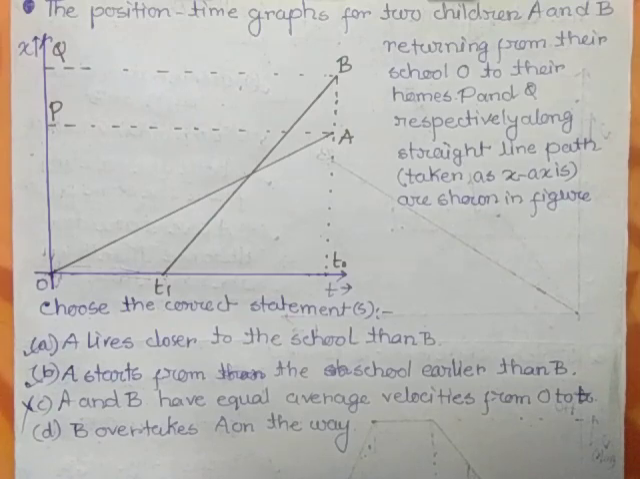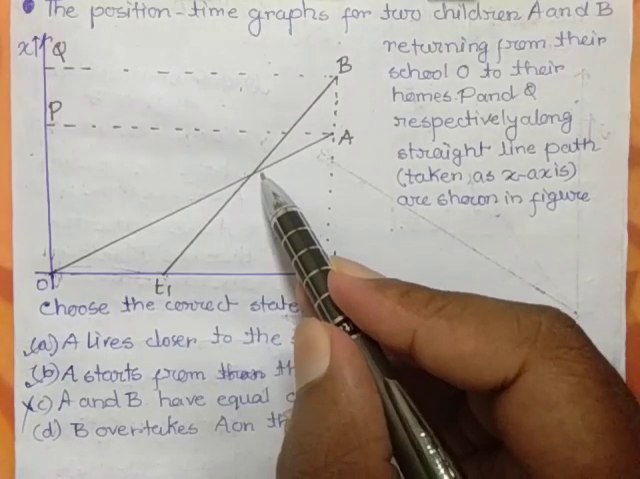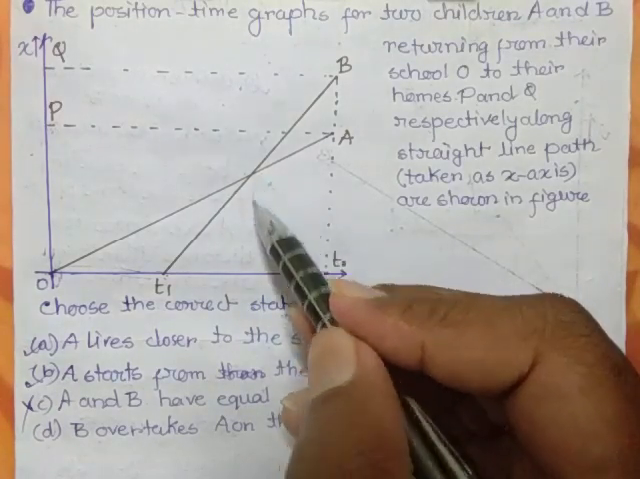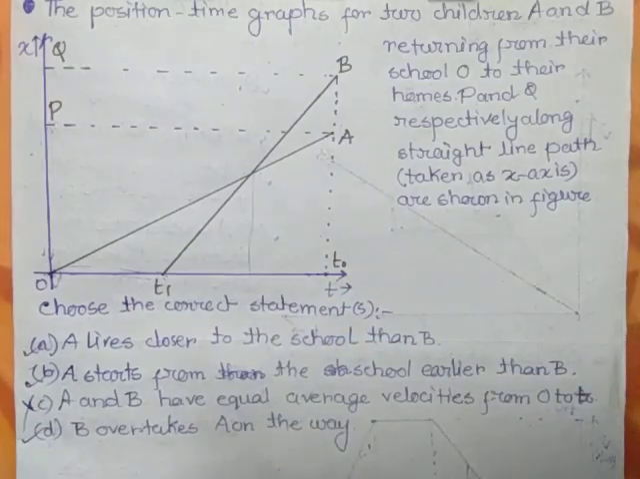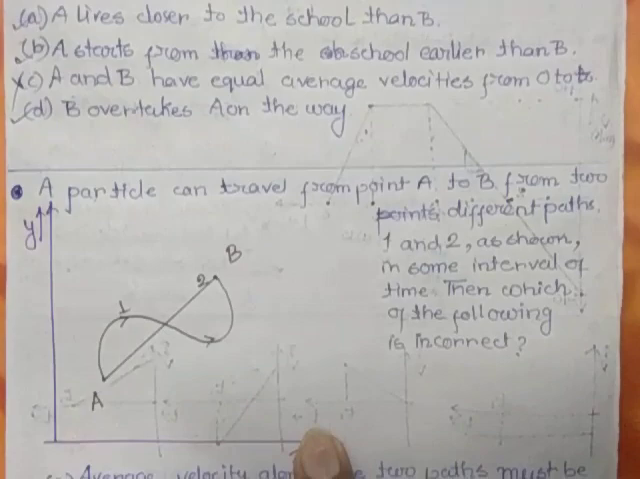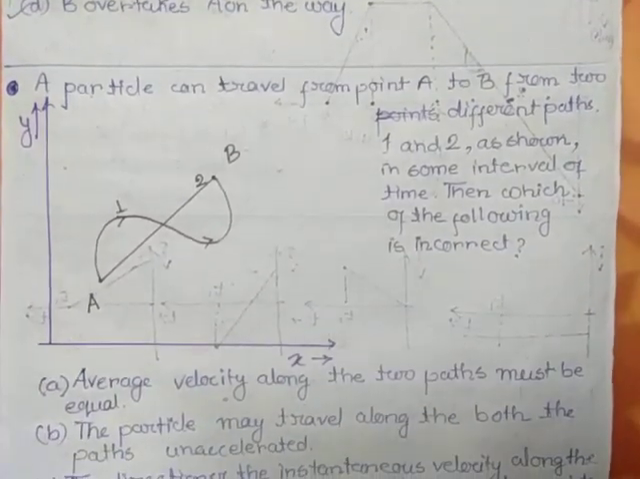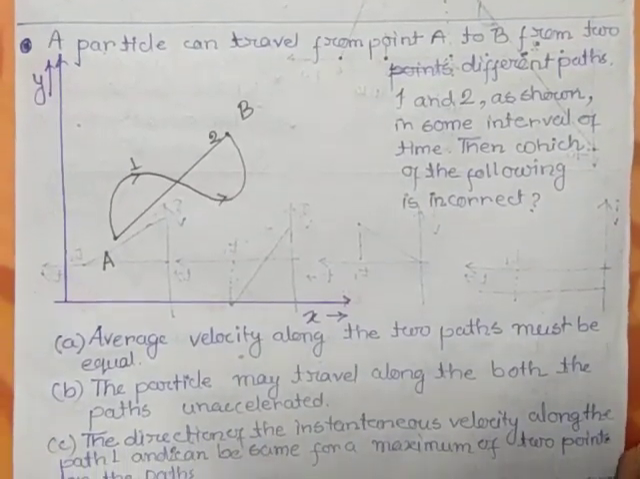B overtakes A on the way. Obviously B overtakes A on the way. It is the correct option. Next question we are going to see now.